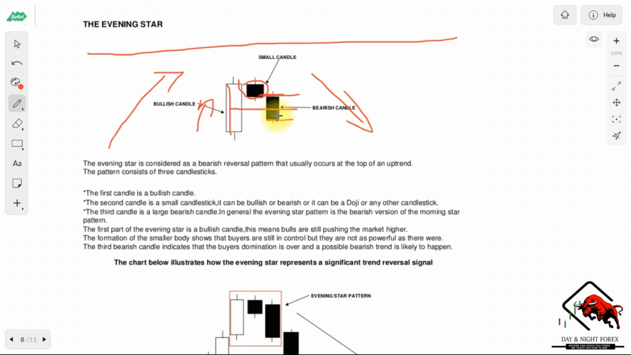of an uptrend. The pattern consists of 3 candles, again just like the morning star, but the first candle is a bullish candle in this pattern, and the second candle is a small candlestick. It can be either bullish or bearish, or it can even be a doji or any other candlestick, right? But it just needs to be smaller than the other 2 candlesticks. The third candle is a large bearish candle. In general, the evening star pattern is the bearish version of the morning star pattern, so it's the opposite.